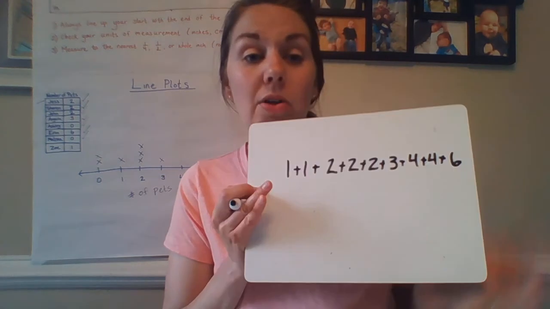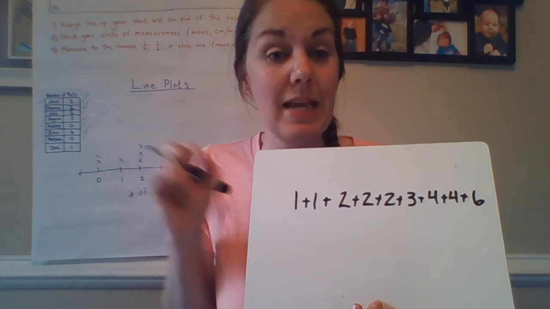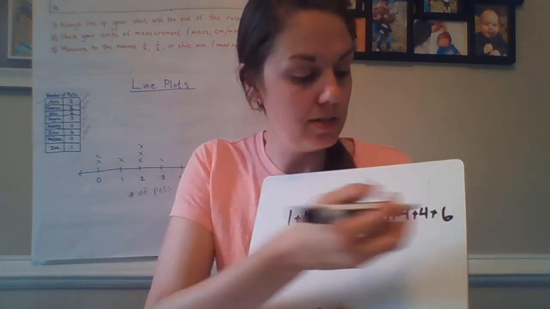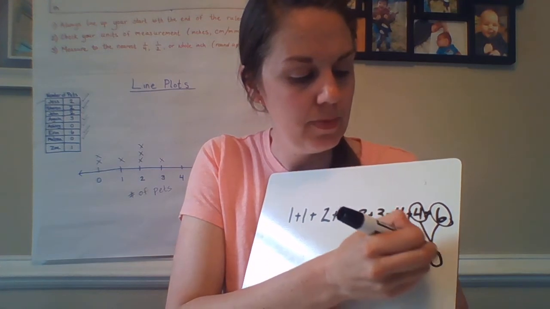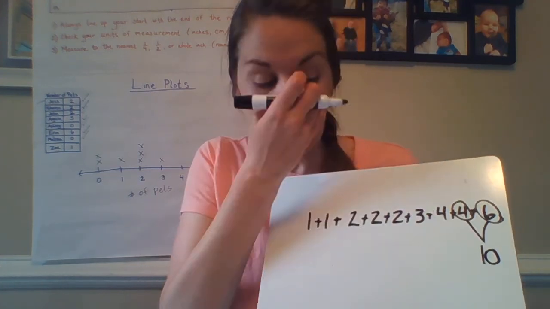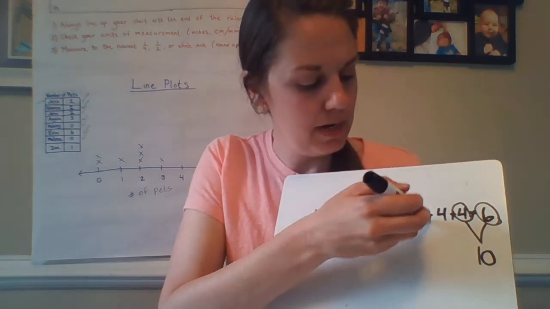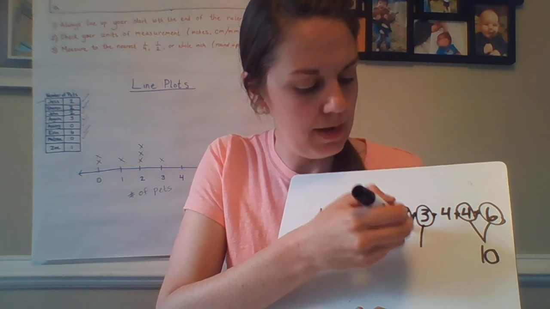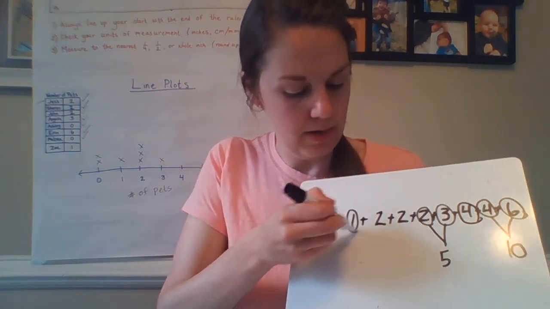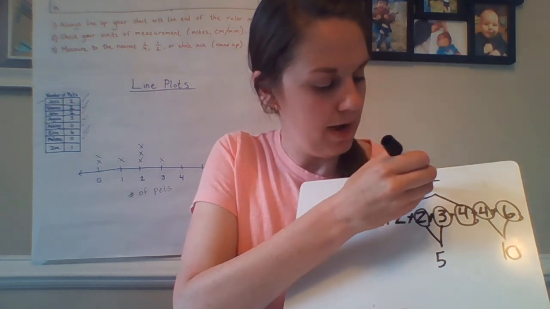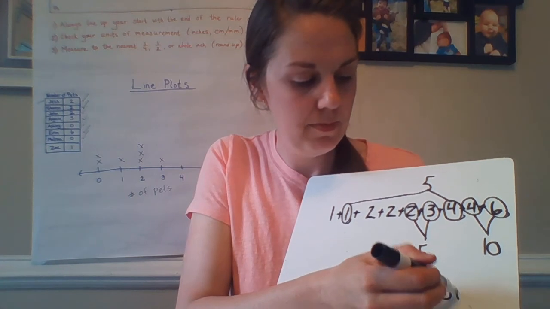Now, whenever I have a long string of numbers like this, I always try to look for numbers that make 10 because it makes it easier for me to add. So I know that 4 and 6 make 10. Then I'm going to think, okay, I don't see any other ones that obviously make 10, but I do know that 3 and 2 together make 5, and 4 and 1 also make 5. And so those 5s together would make 10. So far I have 10 plus 10.